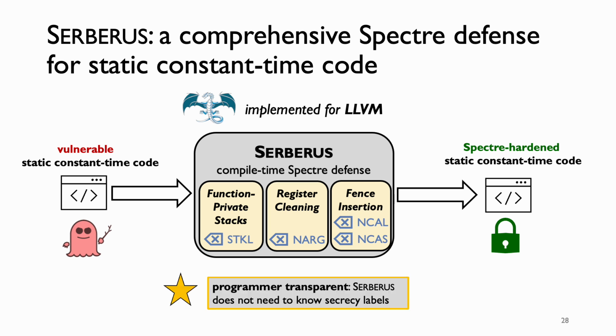And so it's important to note that Serberus is 100% programmer transparent. Serberus does not require any kind of secrecy labels or any kind of annotations from the programmer. All that it requires is that the input program satisfy static constant time, and secondly, that the programmer enable Serberus by passing a single compile time flag.